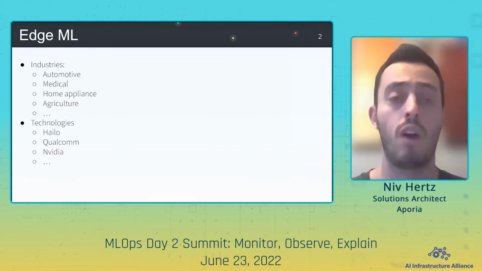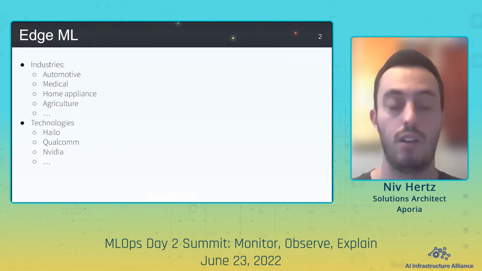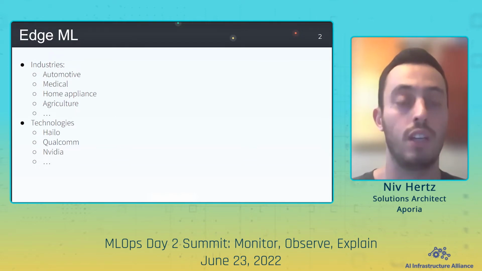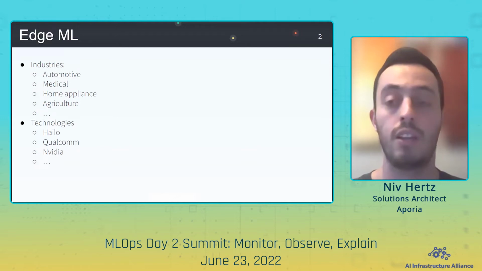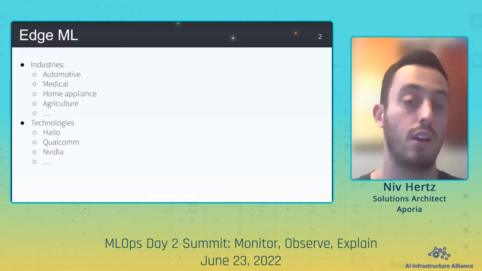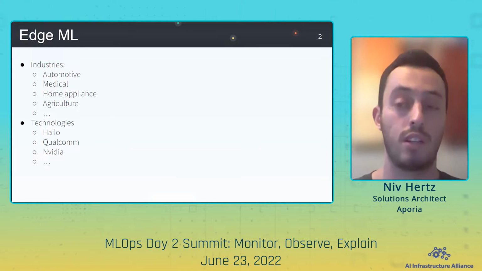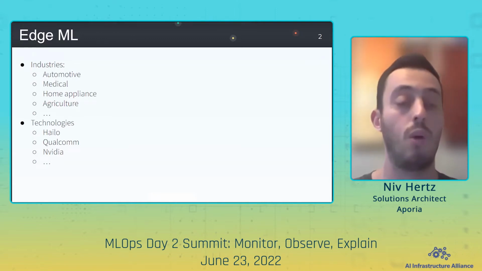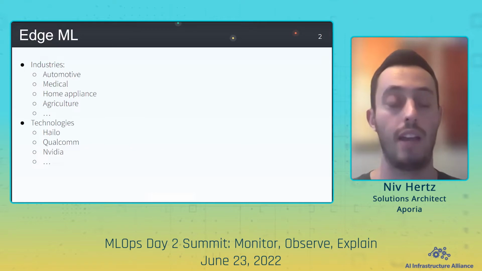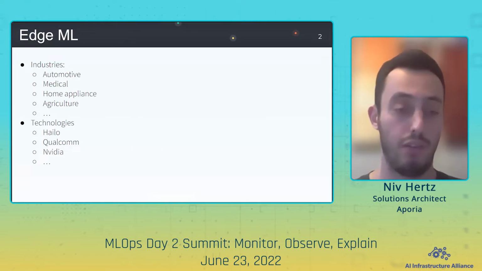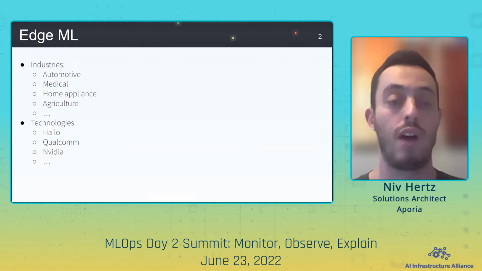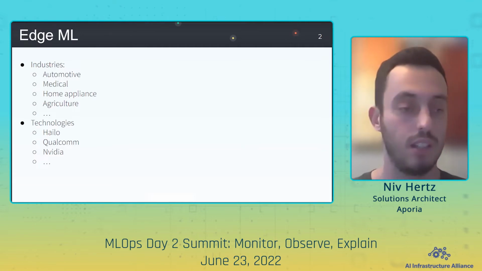Running machine learning models on edge is a practice that has become extremely common in the last couple of years. We're seeing multiple industries shifting in that direction: the automotive industry, the medical industry. We're actually seeing home appliance devices running machine learning models on the devices themselves right now. So a lot of industries are moving in that direction and many more. And this practice has become so popular that there are now technologies created specifically for that. We have companies like Halo, Qualcomm, NVIDIA, and many more manufacturing chips designed explicitly for running machine learning models on edge devices.